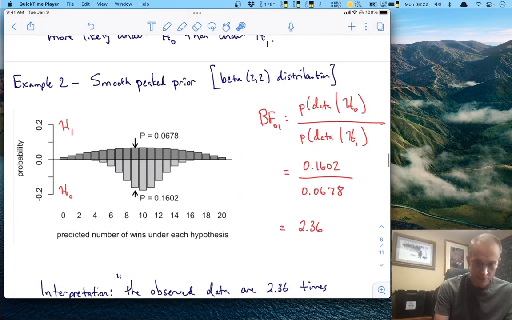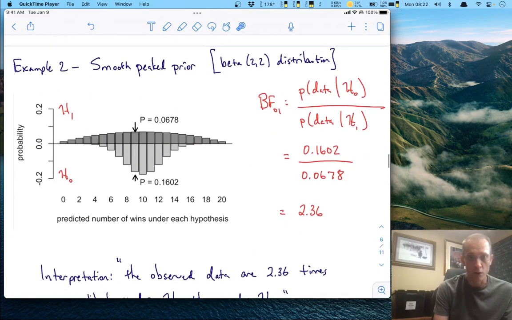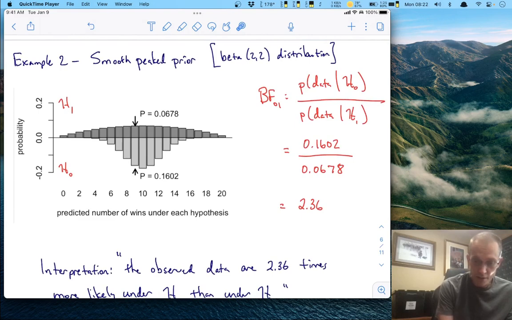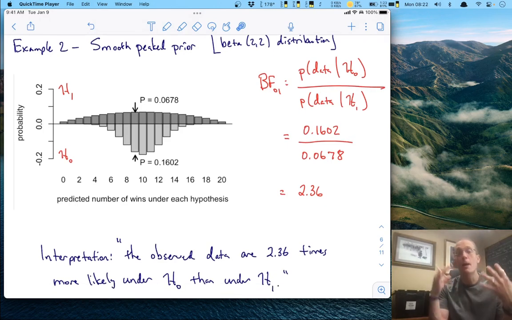And then we did the same thing for the smooth peaked prior. I'm not going to walk all the way through that again. I will note that this smooth peaked prior that I call it actually has a name. It's called a beta 2-2 distribution. You can Google that. There's a lot of mathematics involved in the beta distribution, but it does make a nice prior for these binomials, and you'll see it in JASP here in a few minutes. Now with this prior, we get a slightly different Bayes factor, but again, the main conclusion holds, and that is the observed data are some positive amount times more likely under H0 than H1.